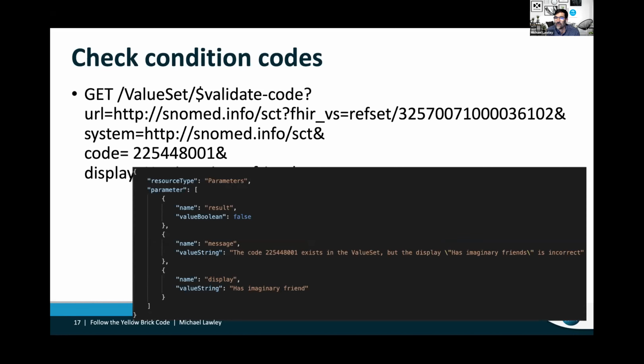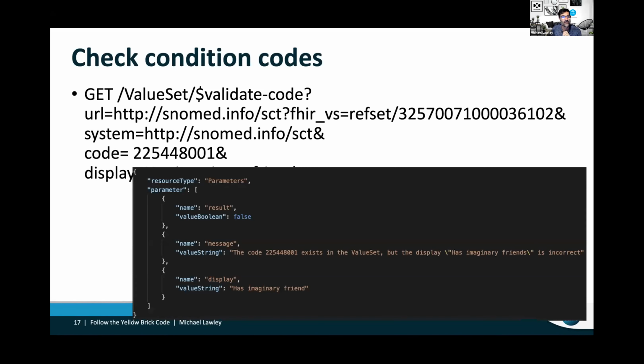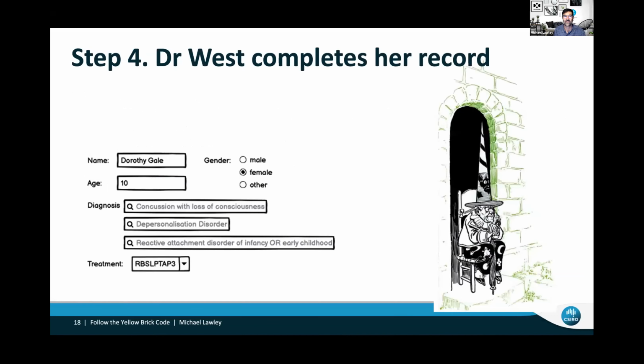Dr. Oz has, or his system vendor has, tweaked the display text and added a pluralization. So changed has imaginary friend to has imaginary friends. And so this is coming back saying that this is not an acceptable synonym for this code. And then of course, having failed validation, appropriate workflow has to kick in to deal with that problem.